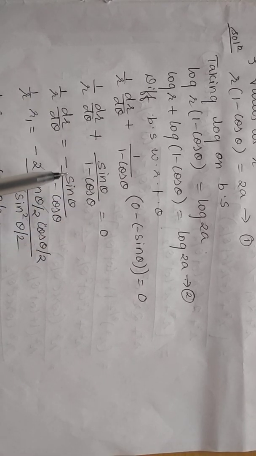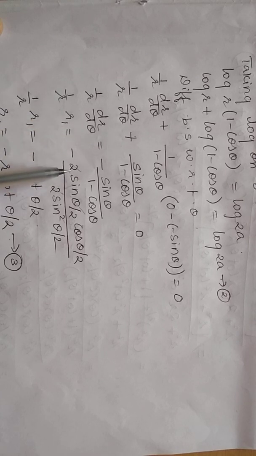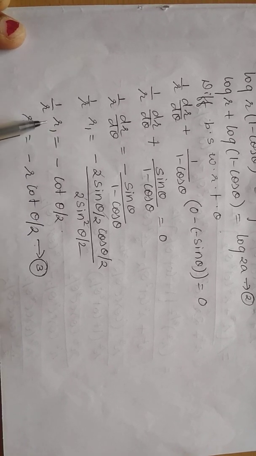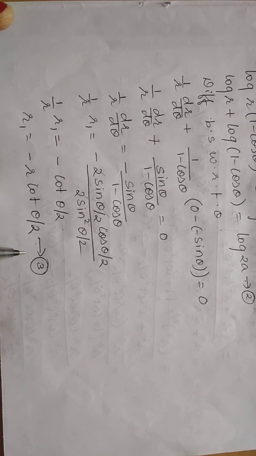Shift this term to this side. So minus sin theta upon 1 minus cos theta. So 1 by r into dr by d theta, you write it as r1, equals minus 2 sin theta by 2 into cos theta by 2. This is the value for sin theta. And 1 minus cos theta is 2 sin square theta by 2. Cancelling out the terms, we are left with minus cot theta by 2. I want r1, so shift this r to this side. So r1 equals minus r into cot theta by 2. Mark this as equation number 3.